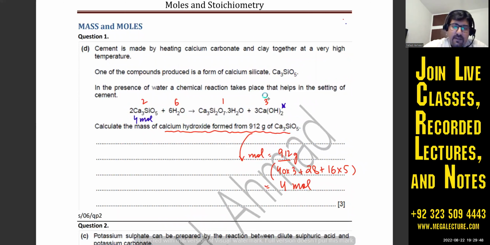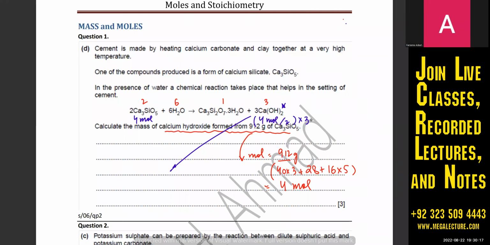So how many moles will this be? 4 moles divided by 2, and then times 3, right? Ratio-wise it becomes 4 divided by 2 times 3. So how many moles do you get for this? 4 divided by 2 is 2, times 3, that's 6. So basically you have 6 moles.